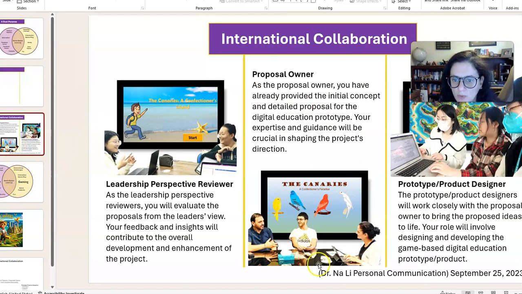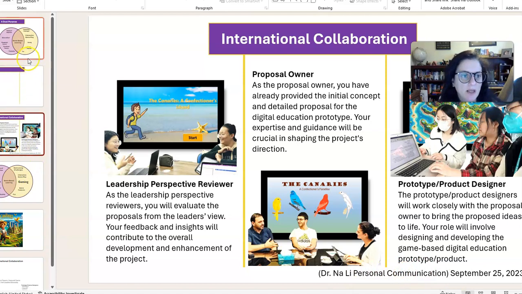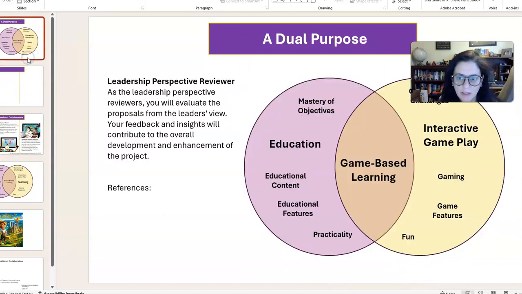So I looked back at what the original collaboration plan was. This was the leadership perspective, proposal owner, prototype production. So this is how it worked, and I thought about starting two prototypes. We have some things, but I don't have everything cited. You can see here that the citation is proper. So I started brainstorming, and this is basically the dual purpose game-based learning, just to give you an idea.